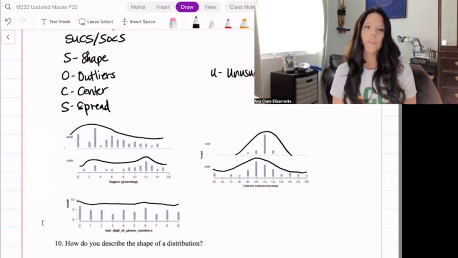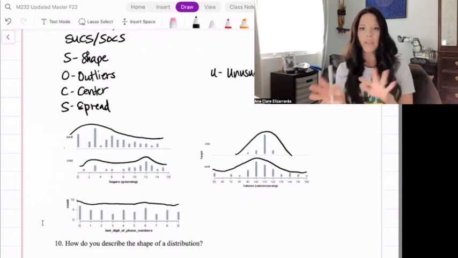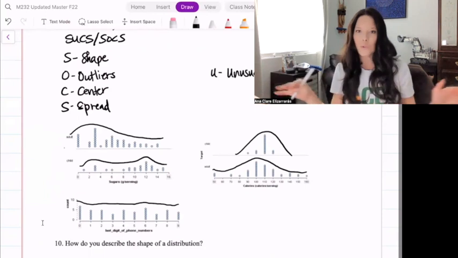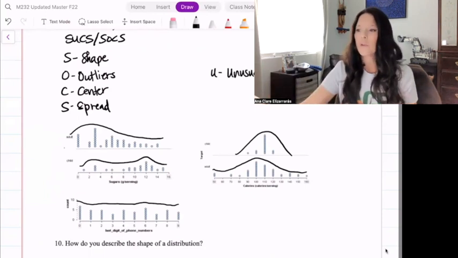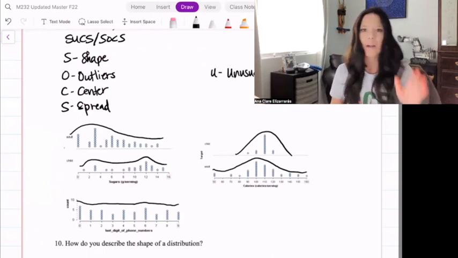How do I describe the shape of a distribution? When I'm talking about shape, I want to know what the overall picture is. Is it symmetric? Is it uniform? Is it left or right skewed? And how many modes are there? How many humps are there? I like to say, is it 1 hump? Is it 2? Are there lots? So we're going to first talk about the overall picture, symmetric, uniform, or skewed, and then we're going to talk about modes.